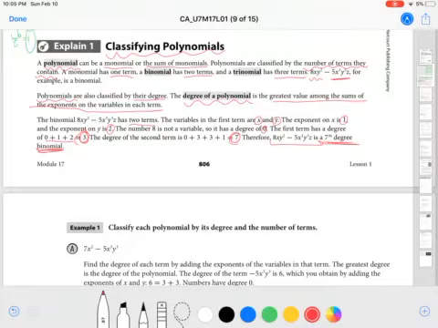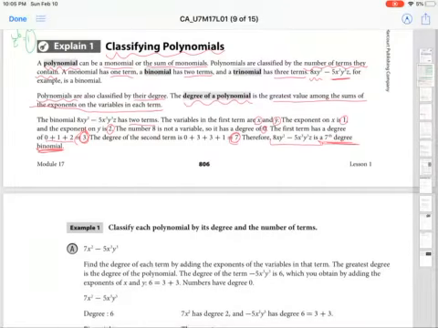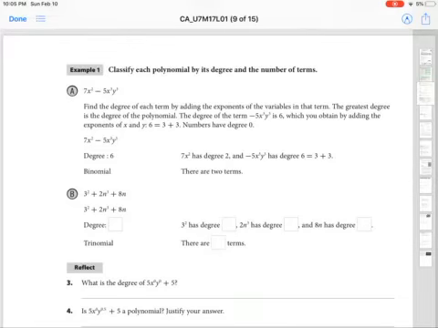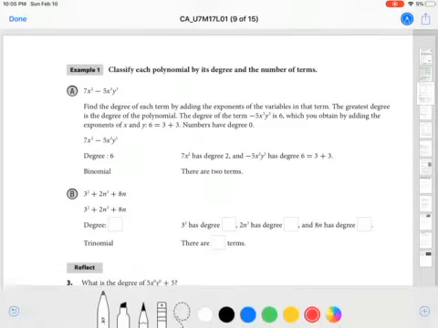So now we're going to do the example, and we're going to look at classifying each polynomial by its degree and the number of terms. And so for the first one, go ahead and just watch. So we have 7x squared minus 5x cubed y cubed. So we automatically know that we have our first term, we have our second term, which is going to make it a binomial, right? If we remember correctly, binomials have two terms.